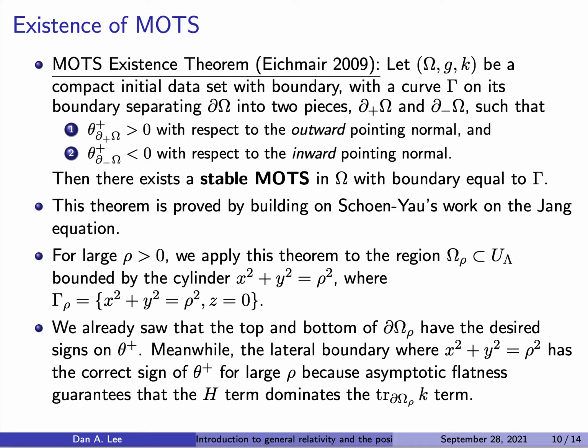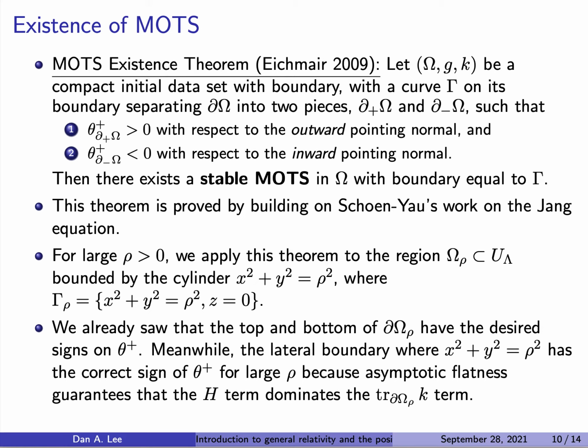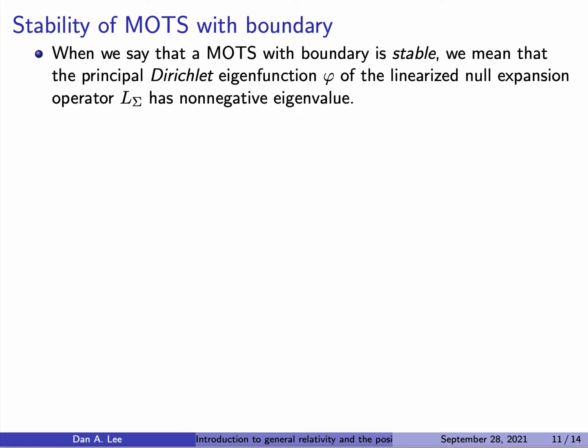Okay, technically also this boundary, we can't apply Eichmeier's theorem directly because the boundary is not smooth at the intersection points where the cylinder meets the planes, but you can always smooth those corners, and that works out okay. Okay, so, looking at Eichmeier's theorem, it says there exists a stable MOTS. But this is a stable MOTS with boundary, so I should clarify what that means. We talked about stable MOTS at the very end of the previous lecture, but now let's be a little more precise.